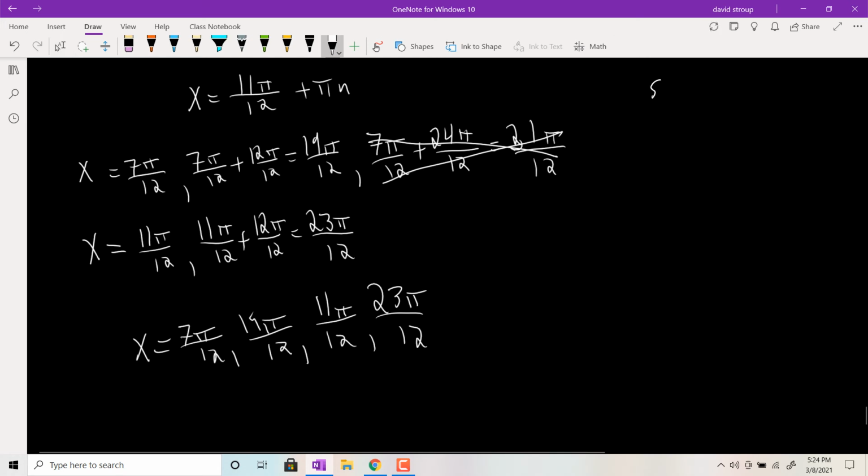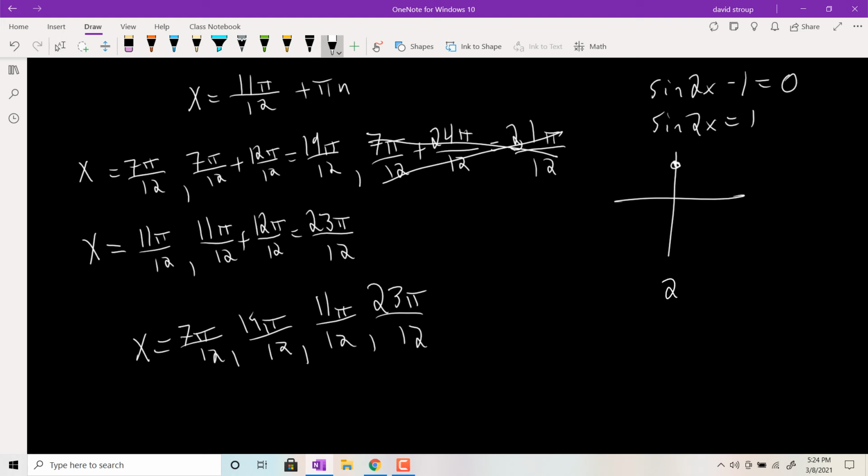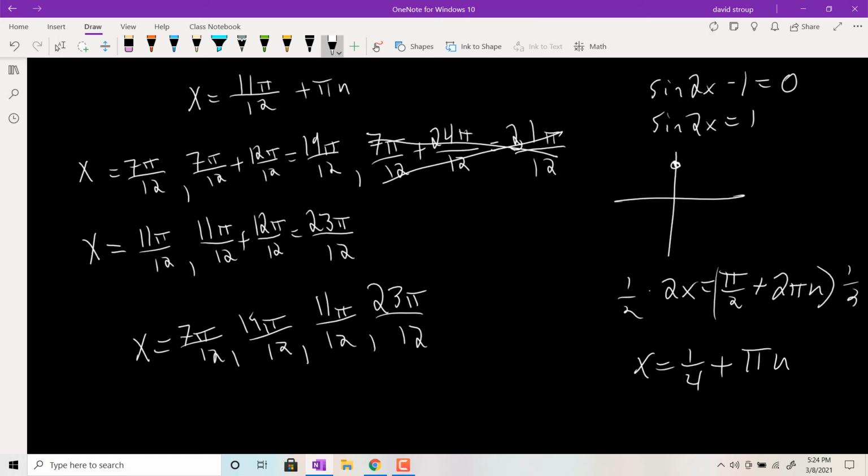So we have sine of 2x minus 1 is 0. So we'll have sine of 2x equals 1. And again, we're thinking of the reference angle. So sine of pi over 2 is 1. So we get 2x equals pi over 2. And again, I have to be careful. I have to add in the 2 pi n, right? Then if you multiply both sides by 1/2, you'll get x equals pi over 4 plus pi n.